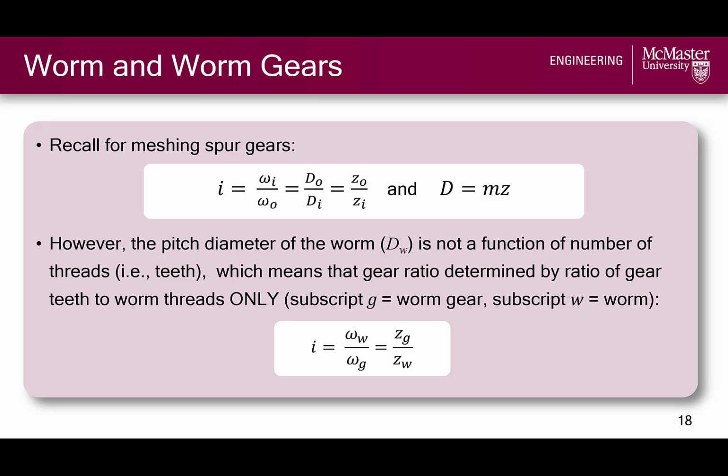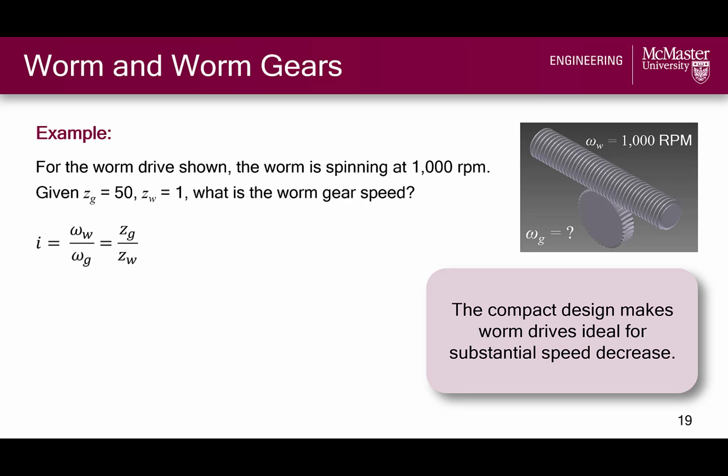Let's look at an example to appreciate how large of speed reductions are achievable with this gear type. Say we have a single thread worm spinning at 1000 RPM, meshed with a 50-tooth worm gear. To calculate the worm gear angular velocity, we can use our worm gear ratio equation and rearrange for omega g, which is the angular velocity of the worm gear. If we do so, we will find that the output speed is 20 RPM. That's a speed reduction ratio of 50, which is pretty large for a compact two-gear design. And this illustrates how the compact design makes worm drives ideal for applications where we want a substantial speed decrease.